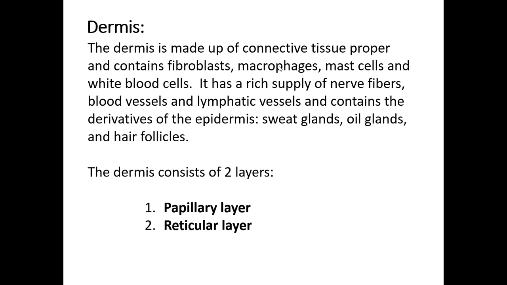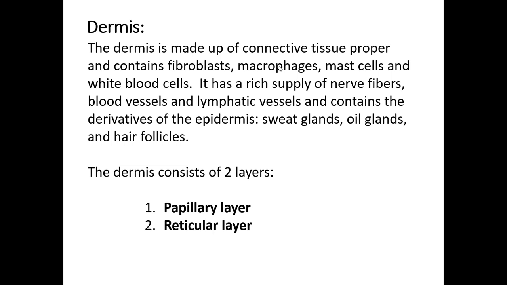Moving on to the dermis, which is just beneath the epidermis or the epidermal layer. The dermis is made up of primarily connective tissue proper. The presence of fibroblasts and macrophages are there. You may also have some mast cells and some white blood cells. It is rich in its supply of nerves and blood vessels. It also has the presence of lymphatic vessels. All of these will provide nutrients to the avascular epidermis through diffusion.